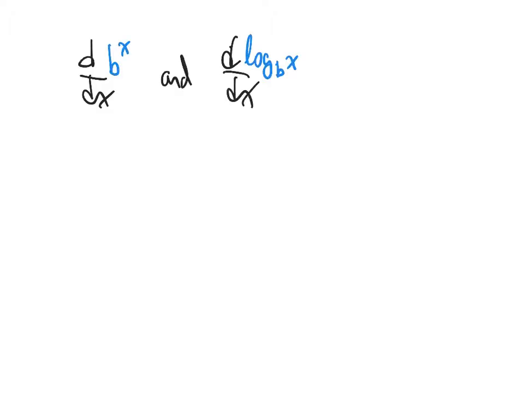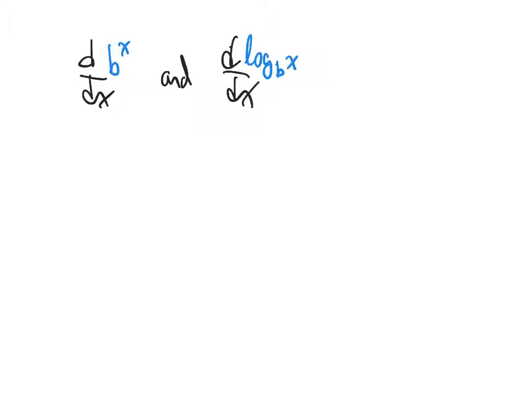These are proofs for the derivatives of generalized exponentials and logarithms. That is, the derivative of b to the x rather than e to the x, and the derivative of log base b of x instead of just natural log of x.